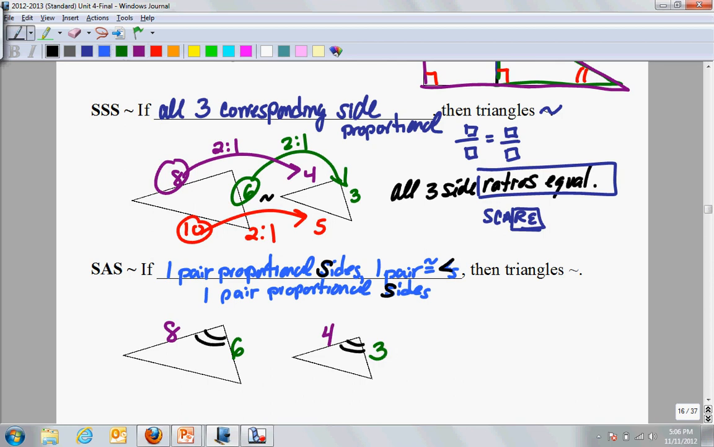In this situation, we have proportional side ratios. 6 to 3 is 2 to 1. Proportional side ratios, again 2 to 1. And then we have a congruent angle in the middle. This is called side angle side similarity.